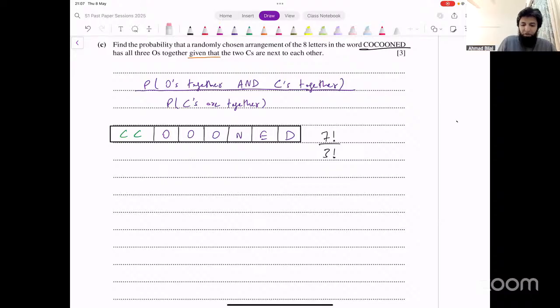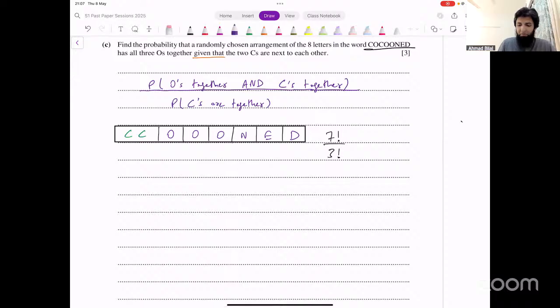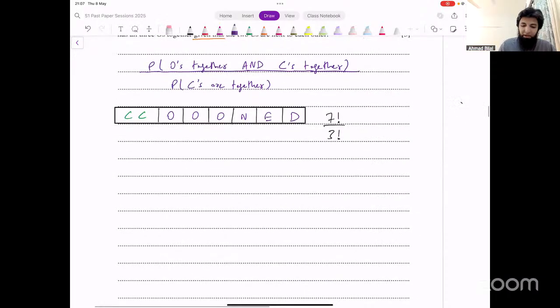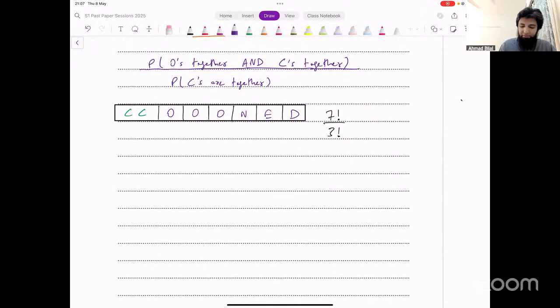Now, it's not the probability, but the number of possible outcomes that we have in the denominator. We'll do the same thing for the numerator as well. Let's find the number of possible outcomes for this. When the O's are together and the C's are together, what would that be?